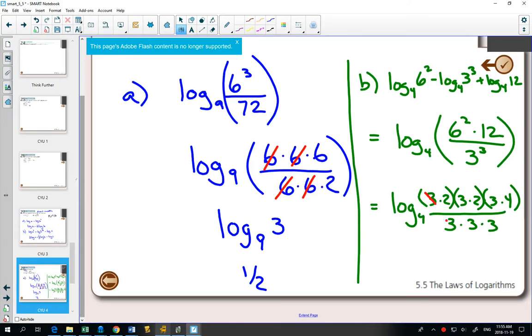Yes. Very nice. And then finally, we'll end up with log base 4 of 2 times 2 times 4, which is 16. Remember, logs solve for exponents. Log base 4 of 16 is really asking 4 to what exponent would be 16? 2. And we've evaluated this.